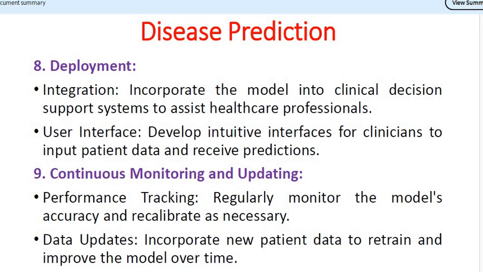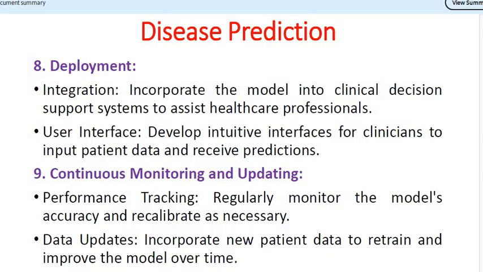What is continuous monitoring? We are going to track that particular model according to the feedback and the environment. So performance tracking and data updates, you have to update daily. Here we are taking patient data, which means you have to track the patient data over time to analyze whether it is working properly or not, right? So these are the various steps in disease prediction.